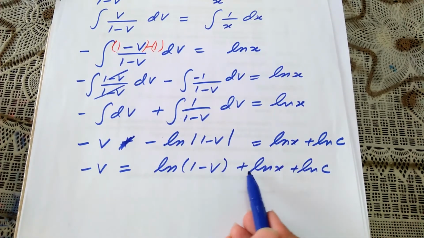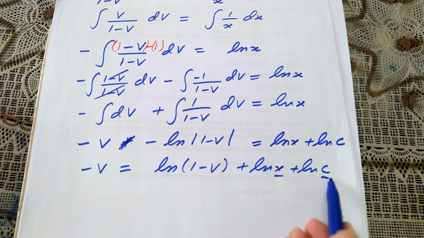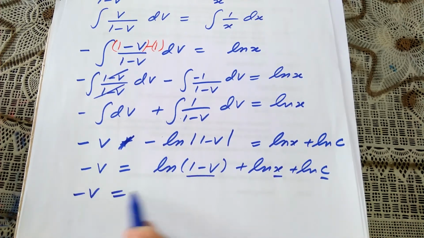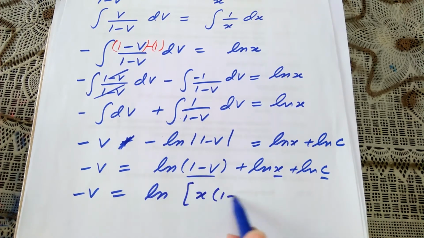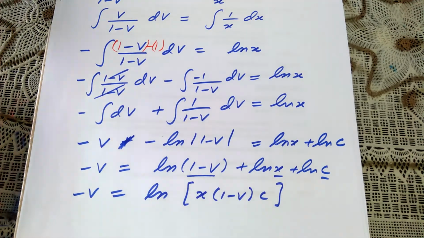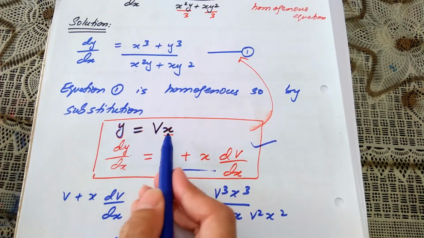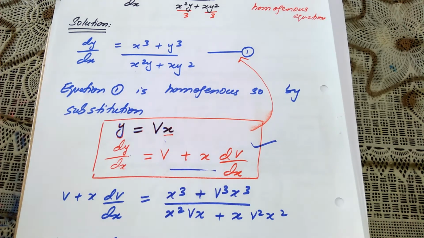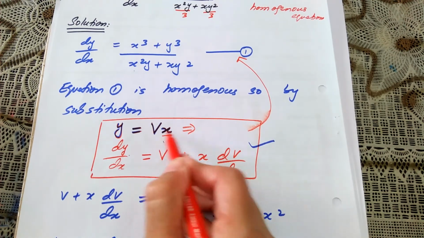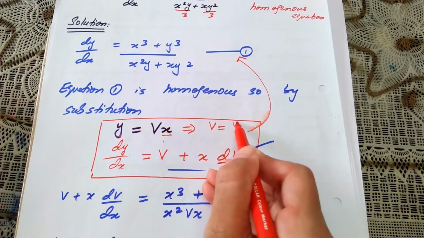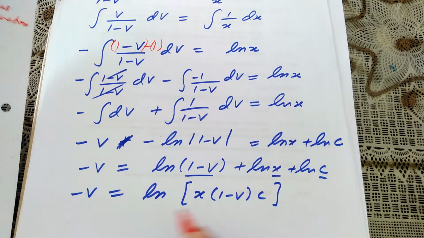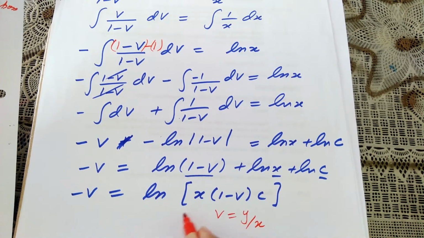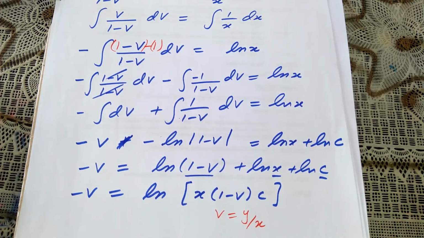Now this is the property of ln. You can just write these functions in multiplication with one ln. That will become ln of x times 1 minus v times c. Now, what was our substitution at the start? Our substitution was y equals vx. Now separate v from here. If I separate v from here, I will get y over x. So just replace your v with y over x here. Replace back, substitute back.